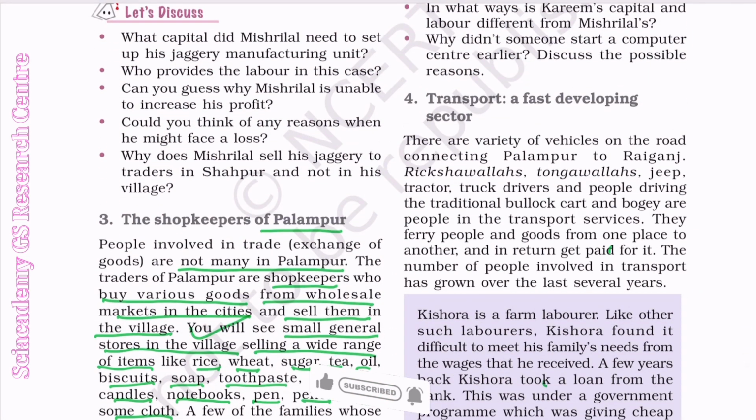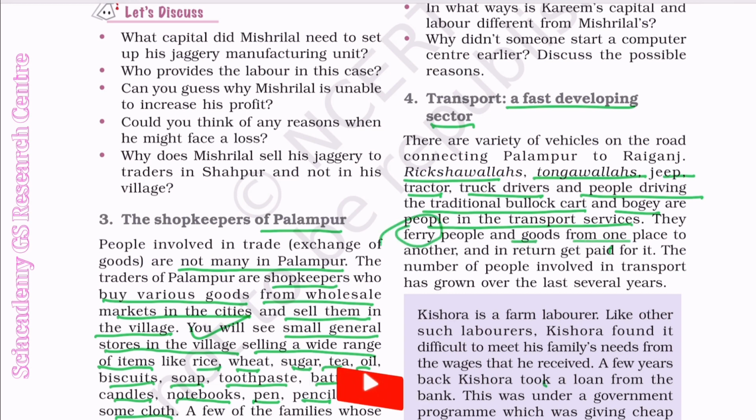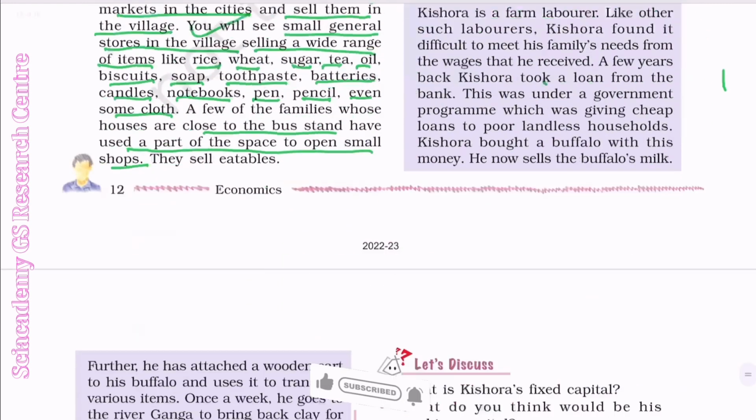4. Transport, a fast developing sector. There are a variety of vehicles on the road connecting Palampur to Raiganj. Rickshawalas, tangawalas, jeep, tractor, truck drivers, and the people driving the traditional bullock cart and bogie are people in the transport services. They ferry people and goods from one place to another and in return get paid for it. The number of people involved in transport has grown over the last several years.